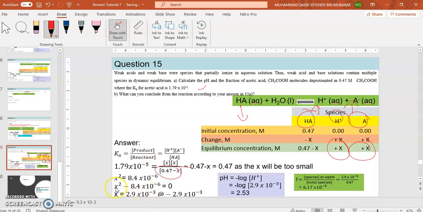And again, when we calculate it, we get S equal to 2.9 times 10 to the negative 3, or negative 2.9 times 10 to the negative 3. Because this involves concentration, we can ignore the negative value. So we just consider S equal to 2.9 times 10 to the negative 3. In order to know the pH, pH equals negative log of H plus, so negative log of 2.9 times 10 to the negative 3. So we get the pH is 2.53.